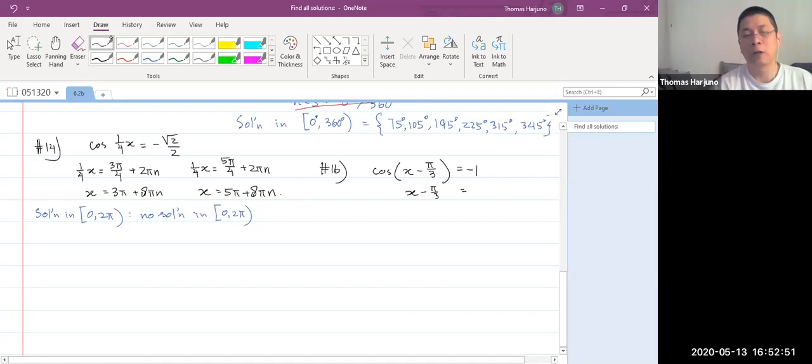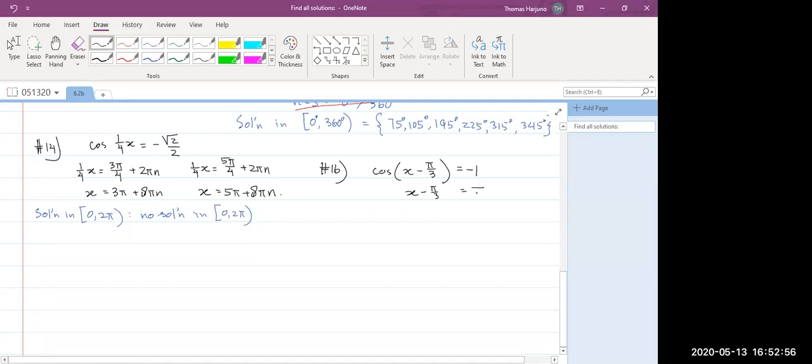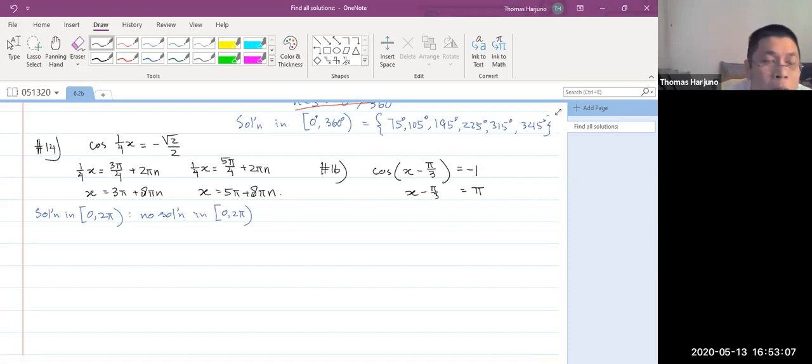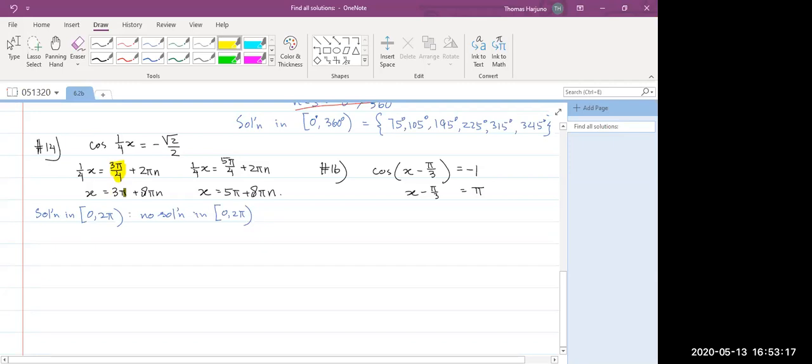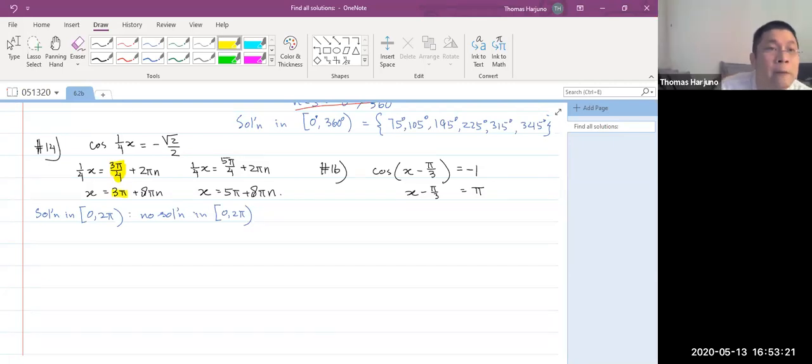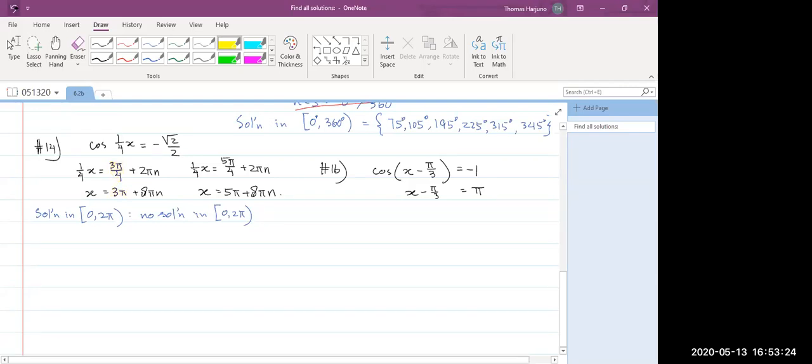Cosine gives you -1 when the angle is high. Hey, Professor, how come for 14 we don't multiply both sides by 4? Because it's already a fraction. Why don't we multiply by what? By 4? I did. Actually, 3 pi over 4, when you multiply by 4, it becomes 3. Oh, yeah, my bad. Sorry. Right, good observation. I made a mistake, sorry.